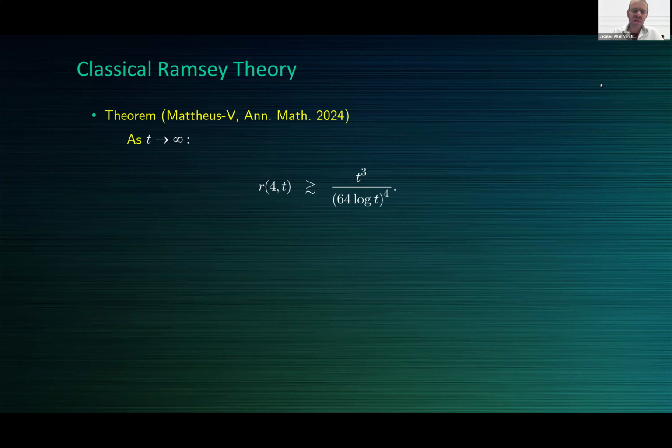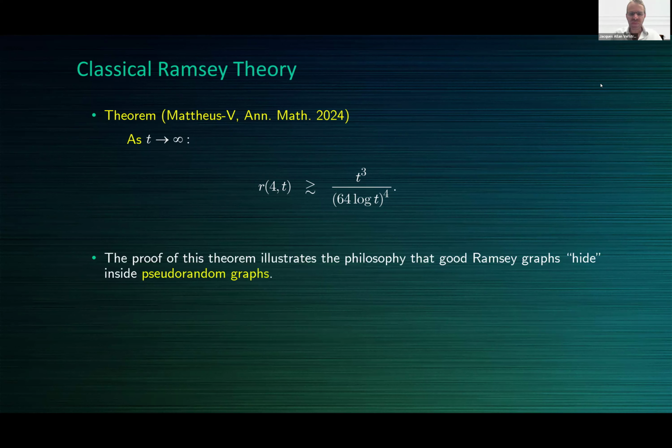And so in fact, that is the case. Up to logarithmic factors, this Ramsey number R(4,t) indeed does have order not far from t cubed. More importantly, the proof of this result is fairly general and applies to give lots of other results, which I will mention throughout the talk. So I am going to say something about this proof. It kind of does give a new direction to constructive bounds on Ramsey numbers. In particular, I like to say it this way, there's a kind of philosophy that good Ramsey graphs, in fact, hide inside pseudo-random graphs. So I'll make that less vague as the talk goes on.